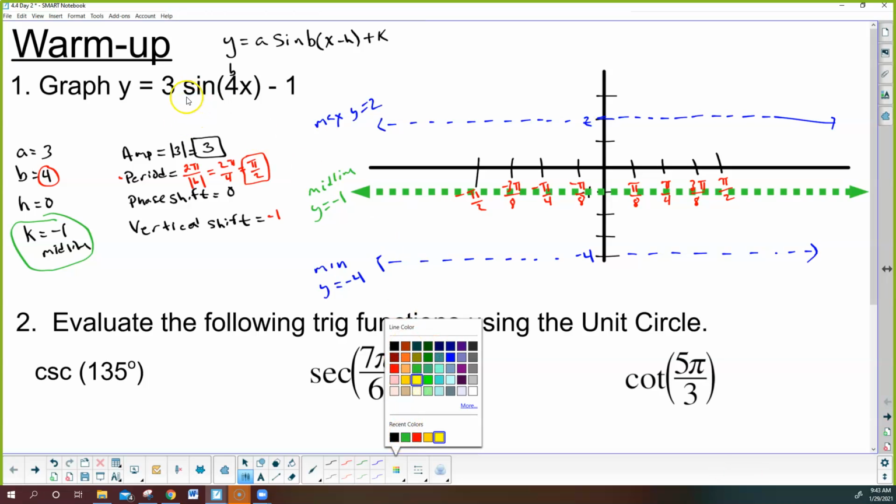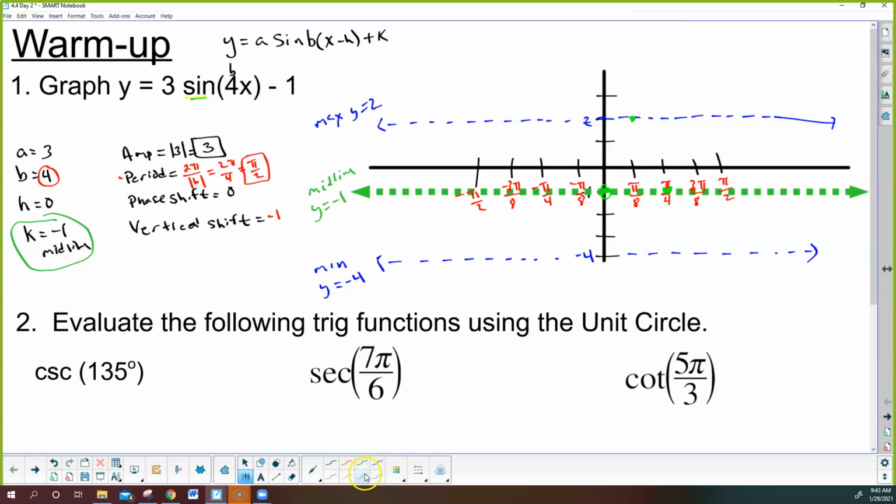Maybe yellow. It's a sine function. Yellow is not the choice. Let's do green. Where does sine start? Sine always starts at the midline. I'm going to go to the midline, then the next tick mark over would be up to the maximum. And then I go back to the midline. I want a better color. Let's do red. So start at the midline, maximum, midline, minimum, and then right back to the midline. And that's one period worth of sine.